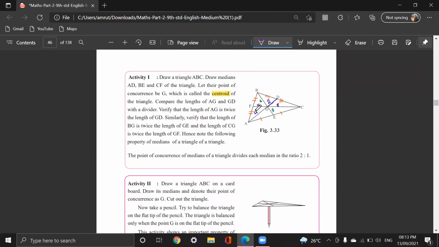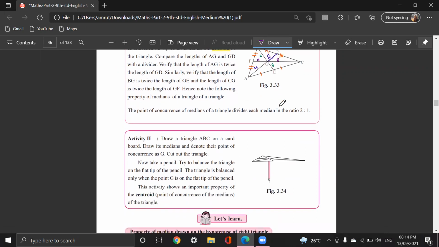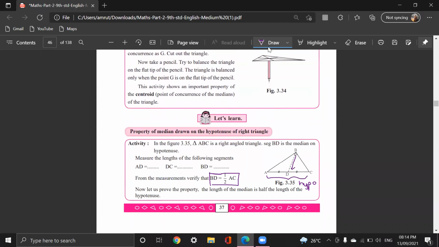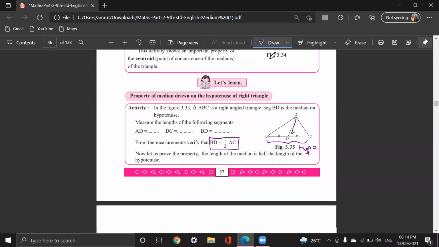The centroid divides the median into which ratio? 2:1 ratio. So the bigger part will be 2 times the smaller part. So what will be 2 times 3? 3 2s is 6. 2 times 2 is 4. And 2 times 4 is 8. So always it is in the ratio 2:1. All right. And the triangle balances on the centroid.